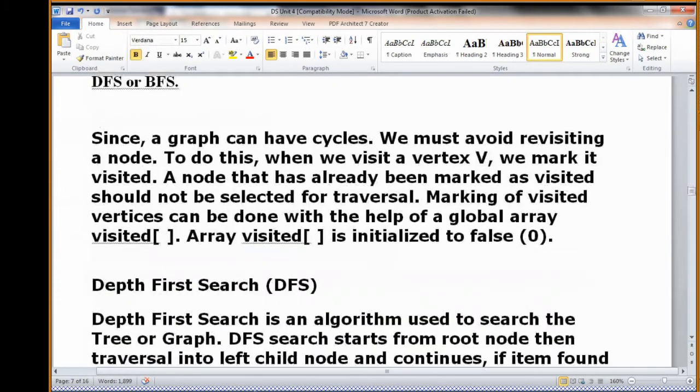A graph can have cycles, so we must avoid revisiting a node. As I already told you, 0, 1, 2, 3, 4 in the graph are all connected, so it is a cycle. From 4 to 0, 4 to 1, like that we have to go through one cycle only. We have to traverse in a particular path. Based on the path and the style of visiting, they are called DFS and BFS. So once a node has been visited, we mark it as a visited node, so that it will help us.